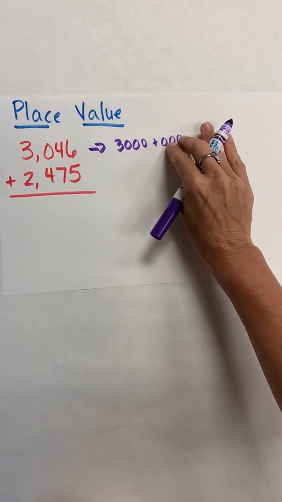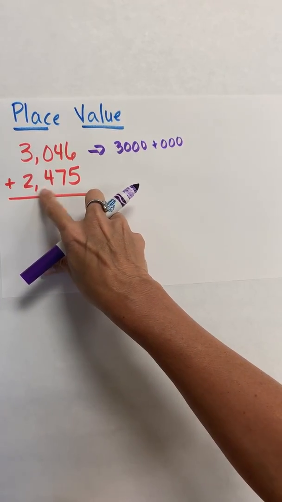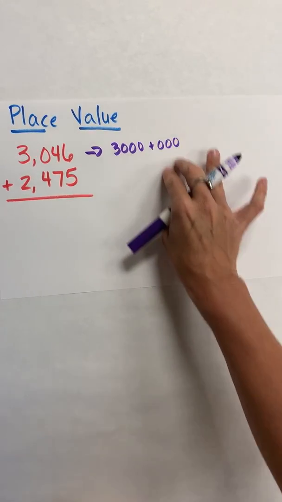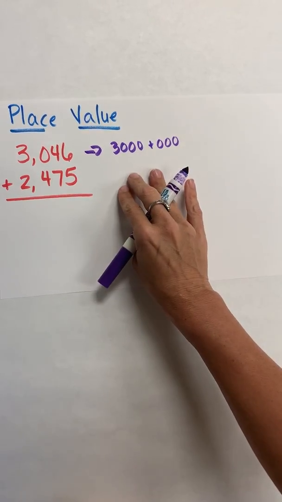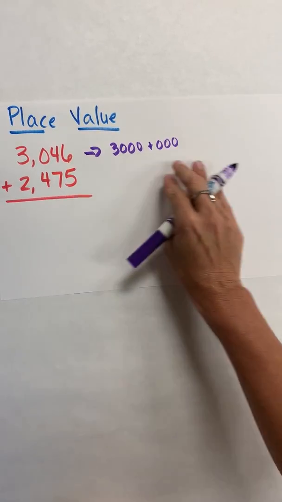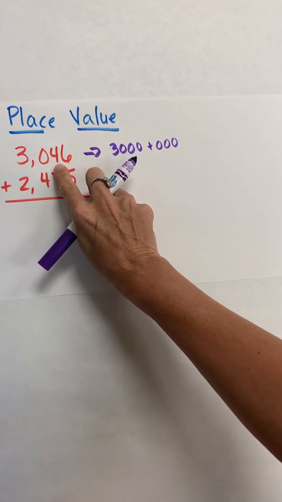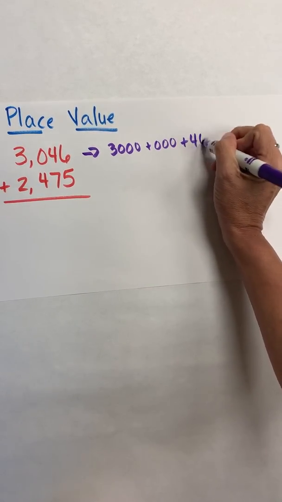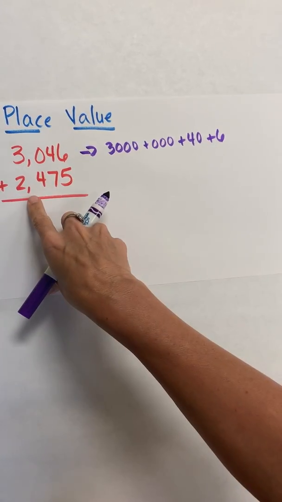But I think you need to have something there because when you go down below and add the second addend, you're going to have something in that hundreds place. If you don't, it may get the students mixed up about lining up their place values. So I have a 4 that's in my tens place and a 6 that's in the ones place. Now I'm going to move to my second addend.